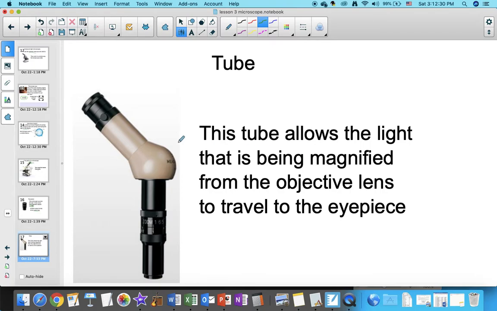Then you have the tube. So this is the eyepiece right here, right? Now we have the tube. The tube allows the light that is being magnified from the objective lenses to travel to the eyepiece. We'll talk about the objective lenses in a minute, but basically the tube allows light to get to the eyepiece, or to get to the ocular lens. It's a tunnel that allows light to travel to the end of the microscope.